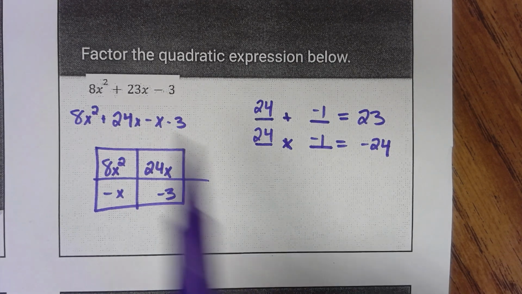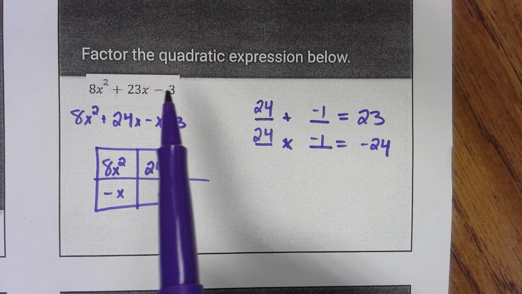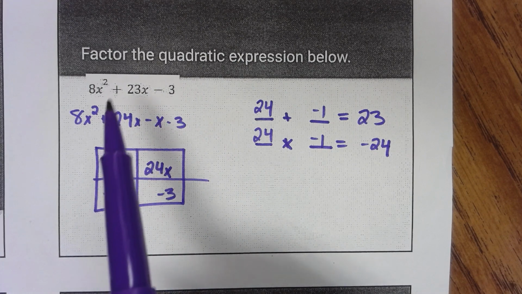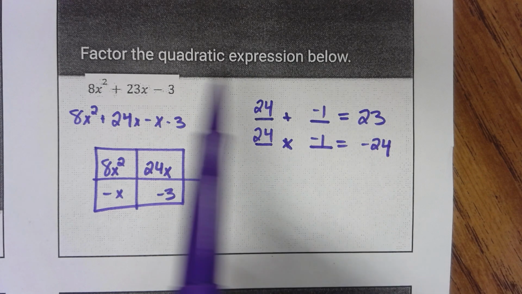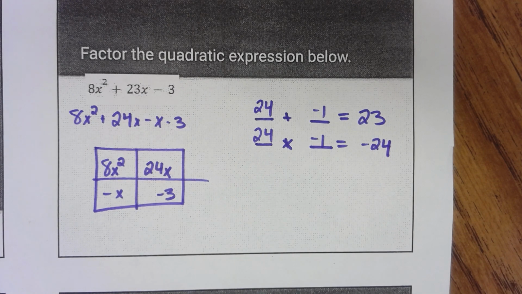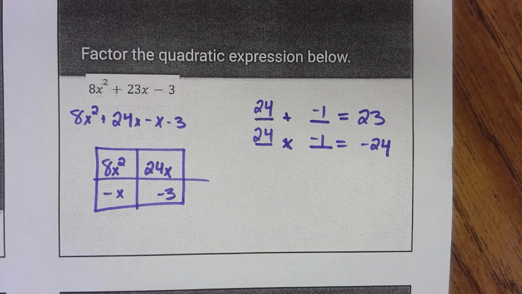With the quadratic, our main issue is that we only have three terms and we want four. We get the fourth term by finding two numbers that add to b, which in this case is 23, and multiply to a times c, which is negative 24. Those numbers are 24 and negative 1. So really I'm trying to factor 8x squared plus 24x minus x minus 3. The area model helps us do that.